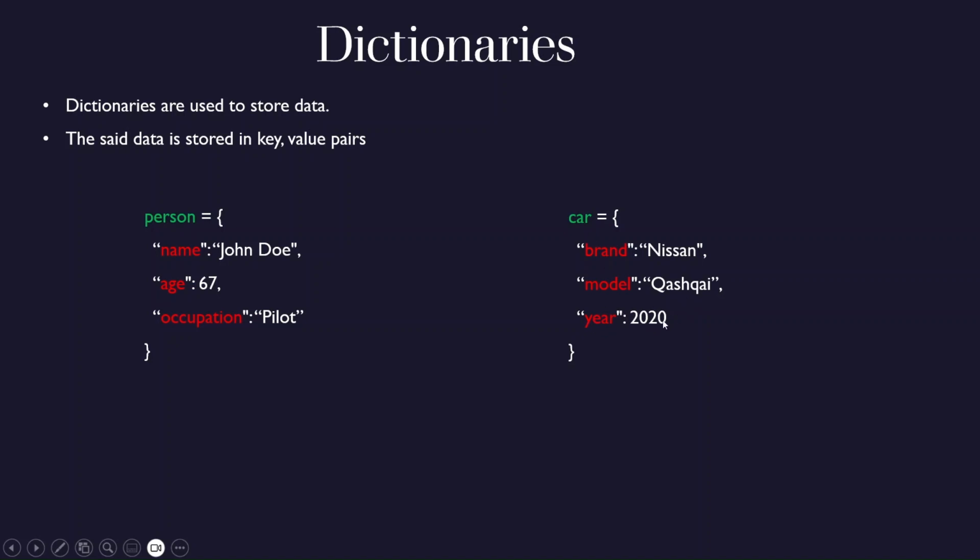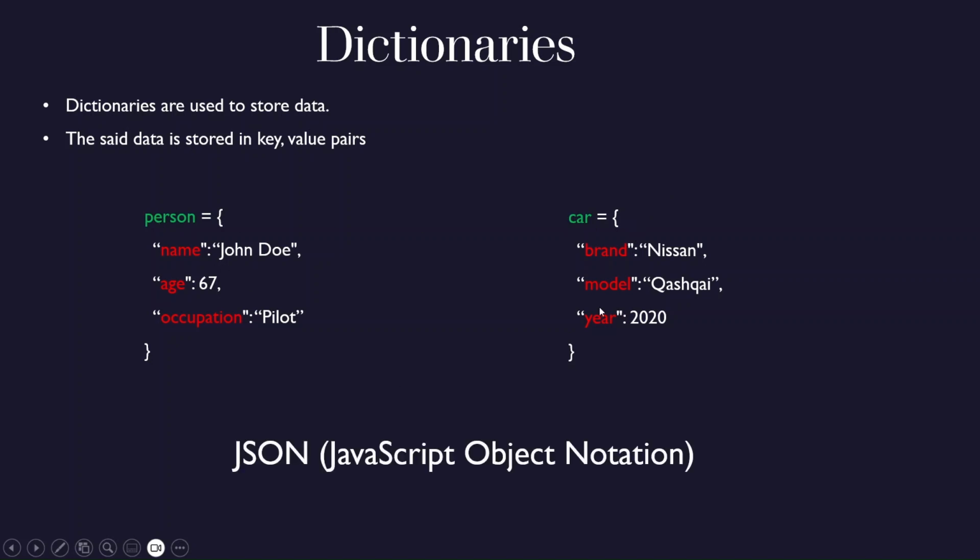Because 2020 is a number, there's no need to put quotes around it. Unlike Nissan and Qashqai, which are strings, so it's required that we put quotes around those values. And if it was a Boolean value, there's no need for quotes either.